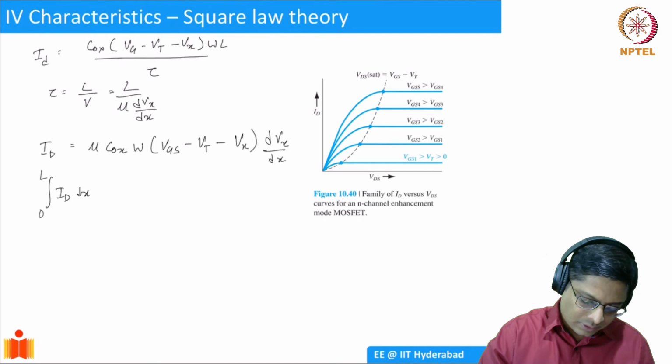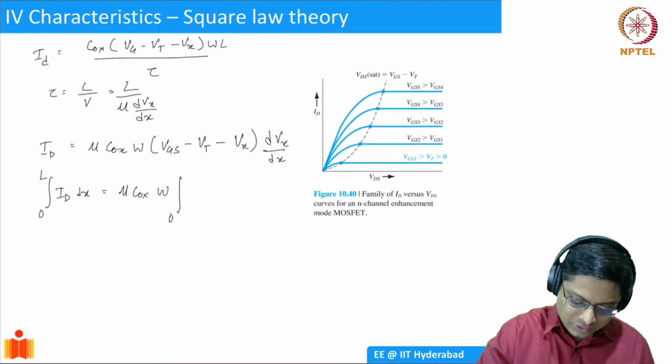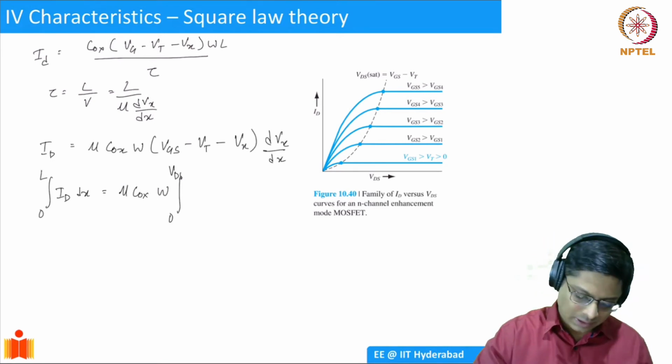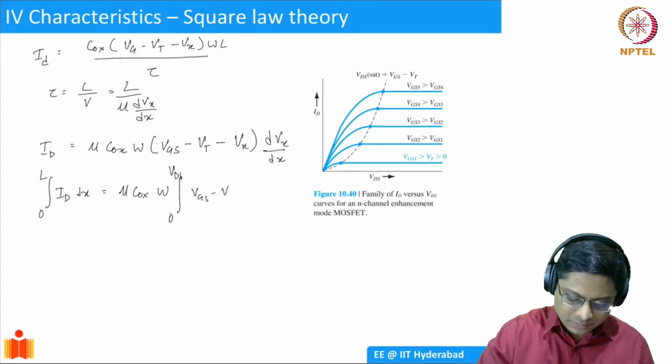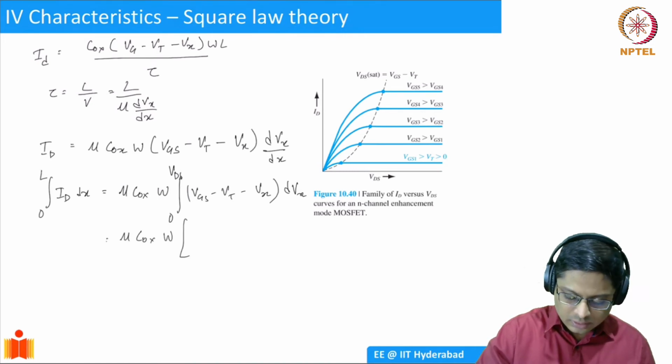And that should be equal to, I'll take out mu Cox W, the integral from 0 to VDS now. Vx is changing from 0 to VDS, right? VGS minus VT minus Vx into dVx. So this will turn out to be mu Cox W times VGS minus VT times Vx minus Vx square by 2, evaluated from 0 to VDS.